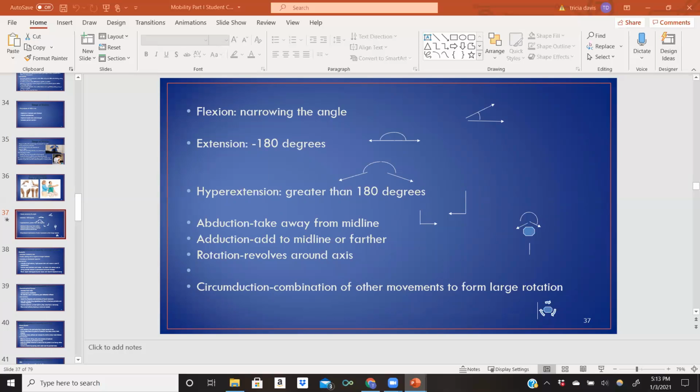You have extension, which is 180 degrees. You have hyperextension, which would be greater than 180 degrees. You have abduction, which means to take away from the midline. And then adduction, which means you're going to add to the midline or further. Your rotation, which involves moving around on an axis. And then your circumduction, which is a combination of all other movements to form a large rotation.